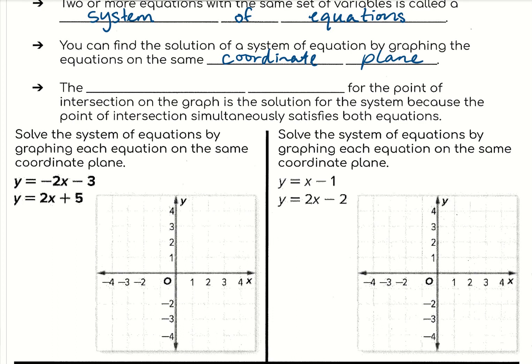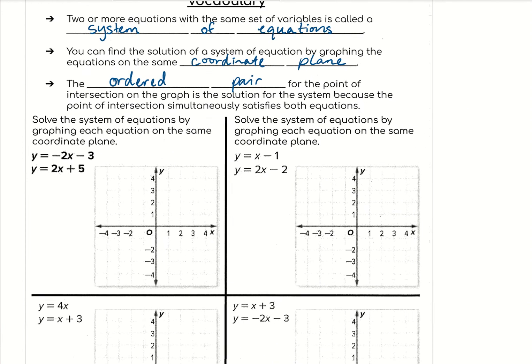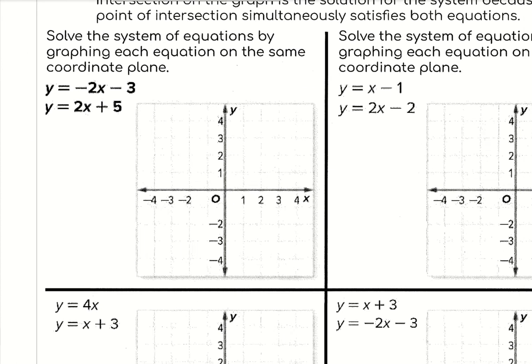And then last, the ordered pair for the point of intersection on the graph is the solution for the system because the point of intersection simultaneously satisfies both equations. All right, and again, we're going to get into what all of that means. I know that maybe just seems like a big jumble of words right now, but we're going to get into how to work with these and what this stuff actually means. So let's look at the first one.